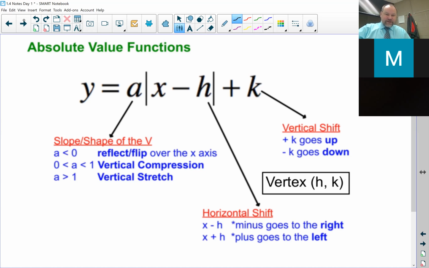For k, if k is positive, if we add k, we're going to go up. If we subtract k, we're going to go down. That seems pretty standard, pretty self-explanatory. So the vertex, the most important point of the whole graph, is whatever h is and whatever k is. We need to be careful. If we want to graph the vertex, we have to do the opposite of what's in the absolute value, and the y coordinate for the vertex is exactly what we're adding on the outside.